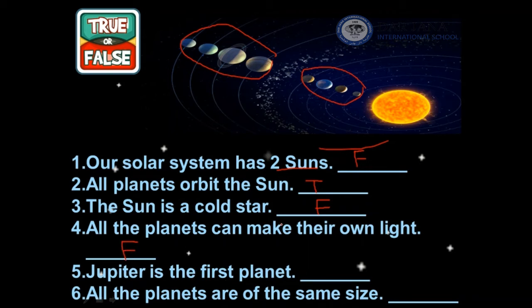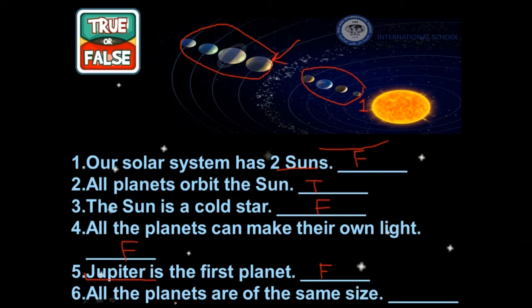Jupiter is the first planet. Remember, this is number 1. Do you think that this is Jupiter? Of course not. We call it Mercury. Remember the sentence: Jupiter is the first planet. No, it is not. So this is false. Actually, Jupiter is considered to be the largest planet and it's over here.